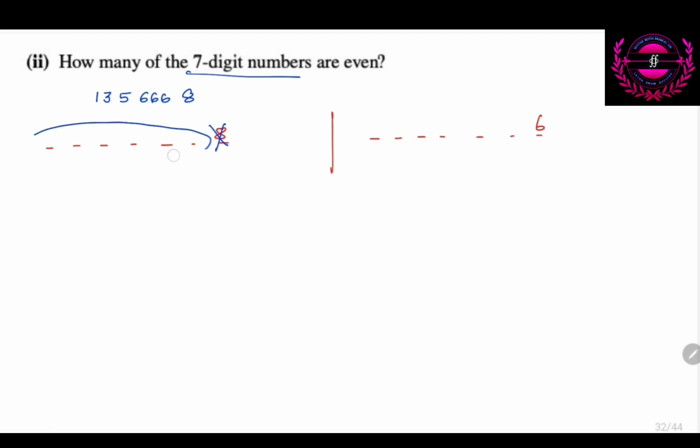I can arrange the remaining 6 digits in how many ways? 6 factorial. With 8 already fixed, I have 3 repeating 6's. So 6 factorial upon 3 factorial.